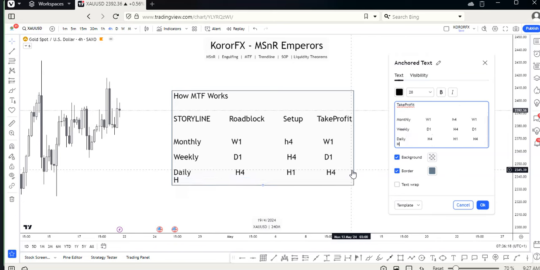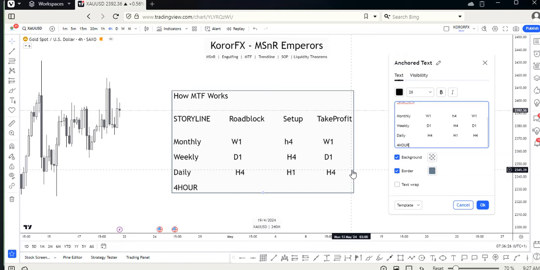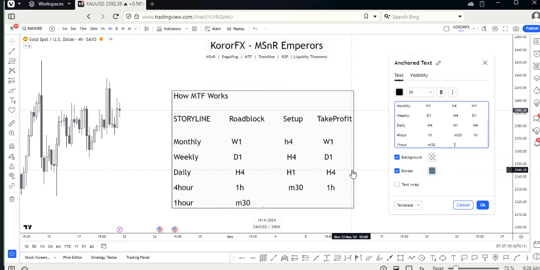So what about if we have an H4 storyline, a 4 hour storyline? What will we do then for our roadblocking? Roadblocking is 1 hour, setup will be M15, and take profit will be 1 hour, the same. What about if we get a 1 hour storyline? Roadblocking will be M30, since this is one time frame lower. For setup, we know that 1 hour always gives setup at M15. And then take profit will be M30.